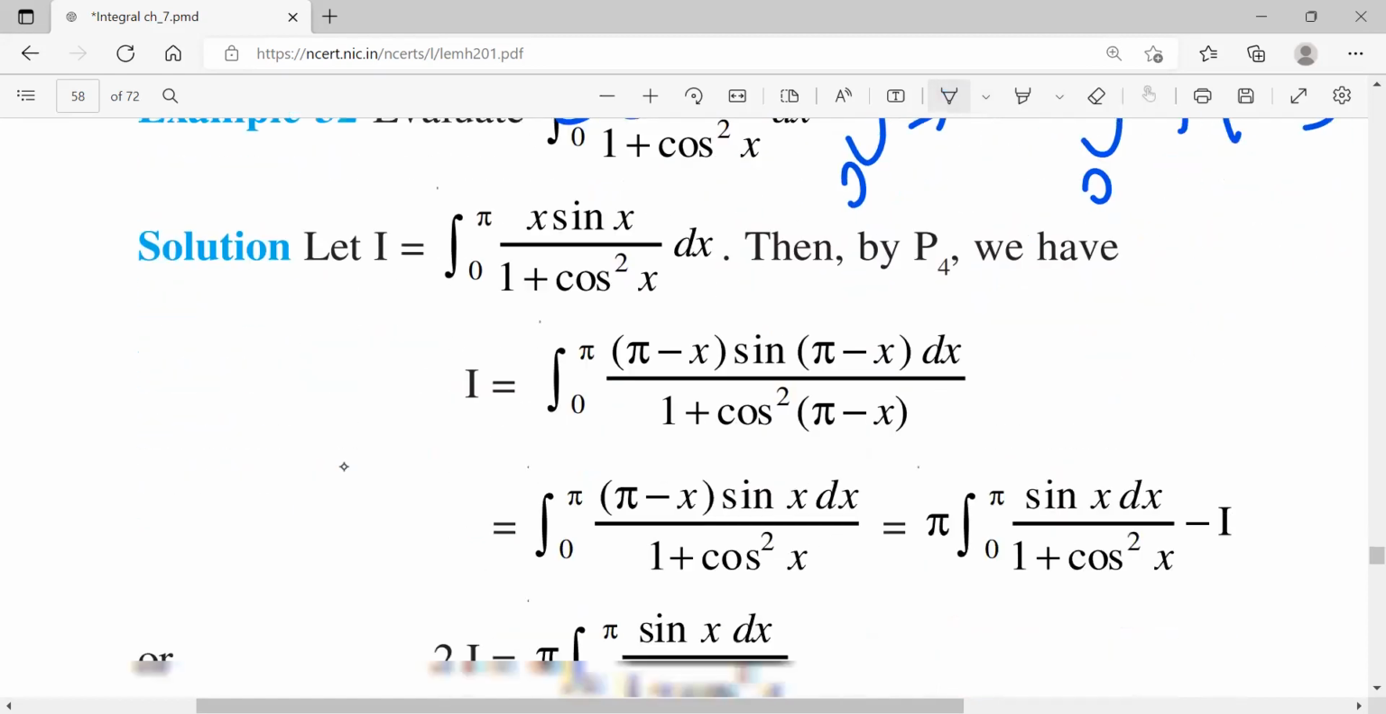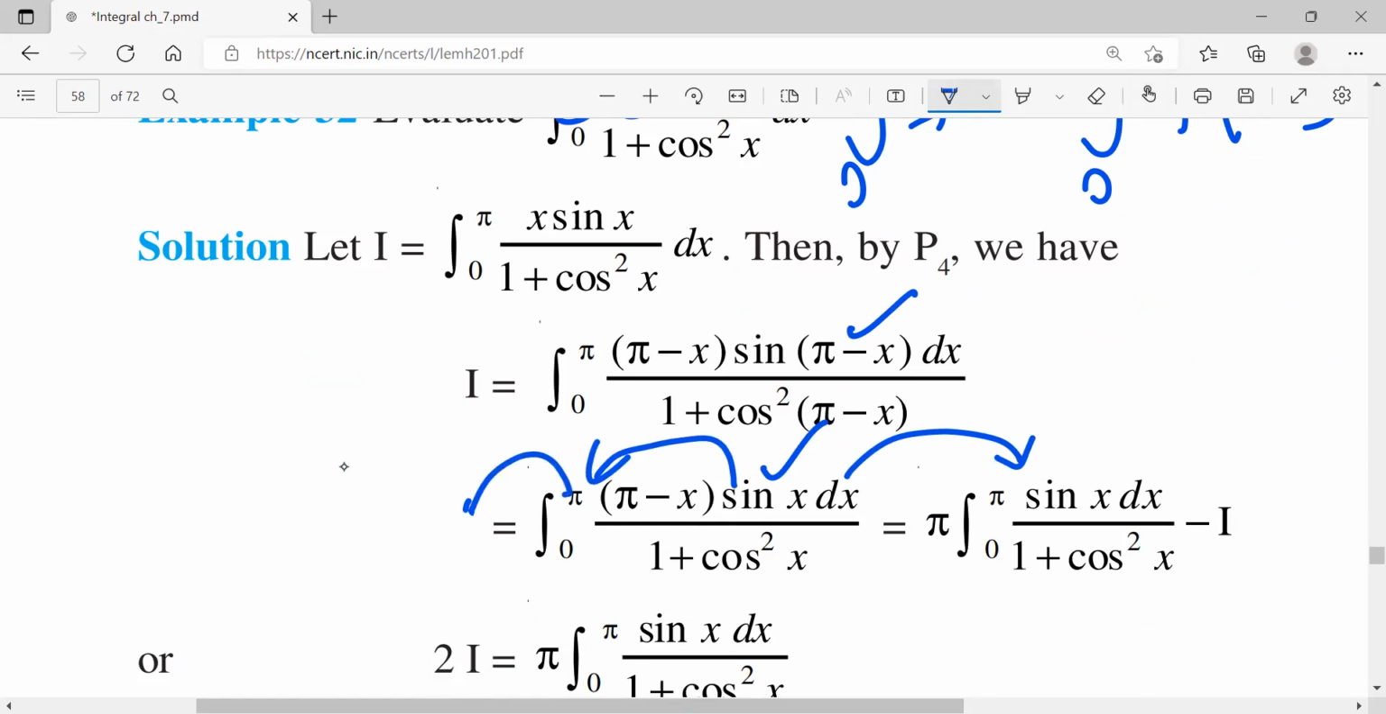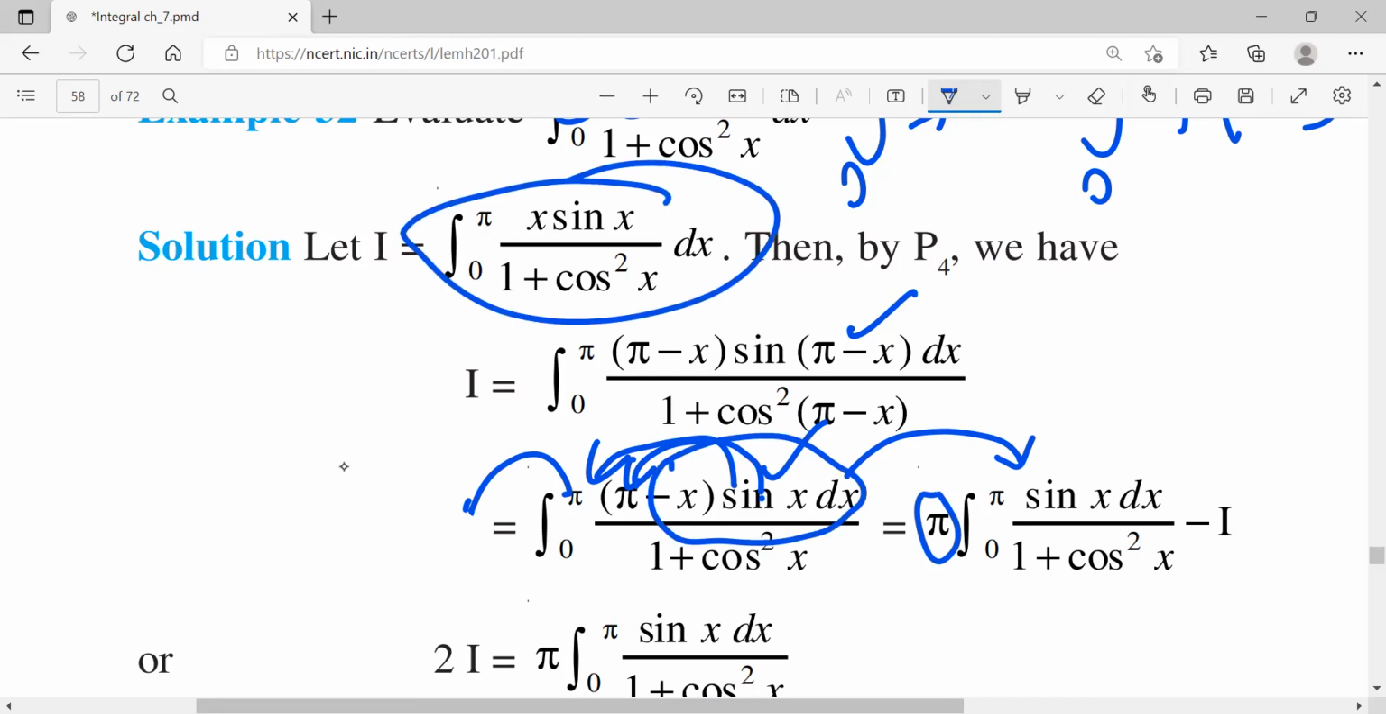So what will happen here? Pi minus x, and sine of pi minus x is coming. What is sine of pi minus x? Sine x. What is this step from this to this? I am multiplying pi with sine x, and that pi I have taken outside. Minus x sine x by 1 plus cos square x, that is nothing but the question I.